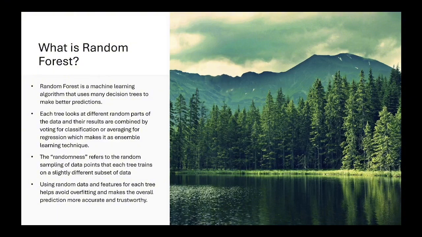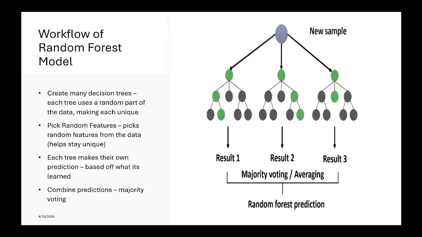So you're going to have a whole lot of these decision trees that are each going to take different random features from the data set, which makes each tree unique, or at least a little more unique, and it does kind of scale. So if you have only a little bit of features, it's not going to be as good. If you have a lot of features, it's going to be really good and really decisive on that majority voting. Once it comes down to a conclusion, each tree will make its own conclusion, and the majority vote for that conclusion will be the actual conclusion. Using random data and features for each tree helps avoid overfitting and makes the overall prediction more accurate and trustworthy.